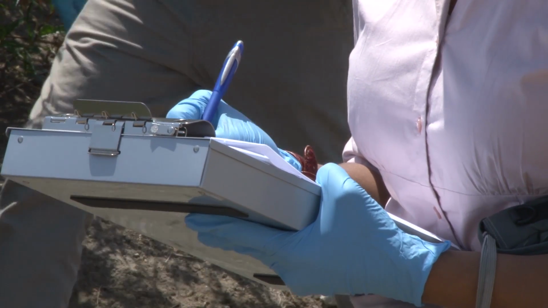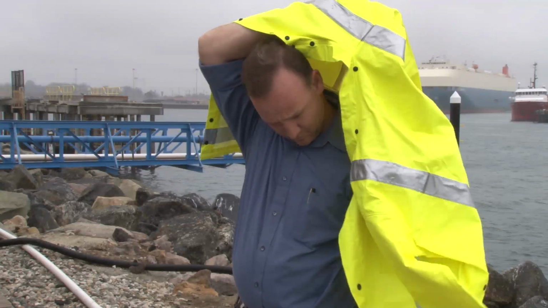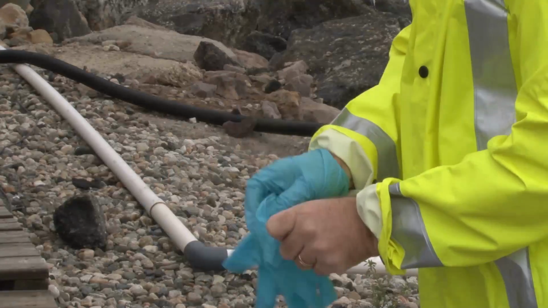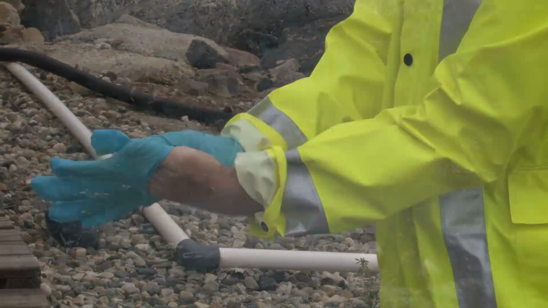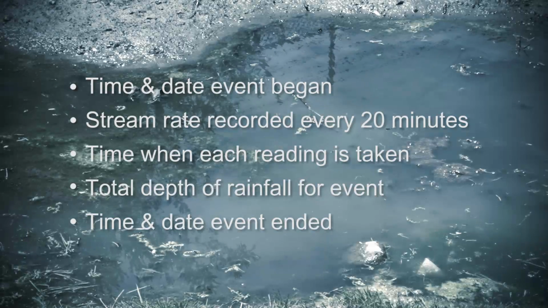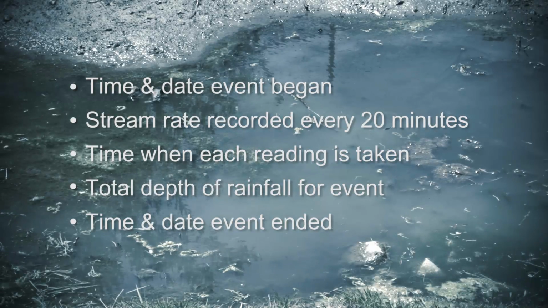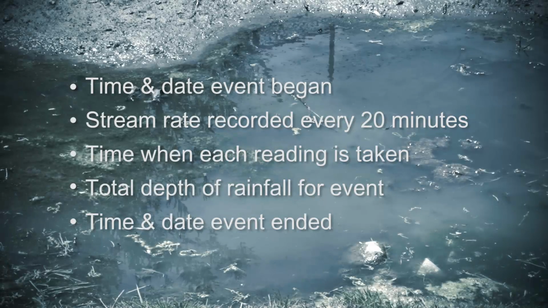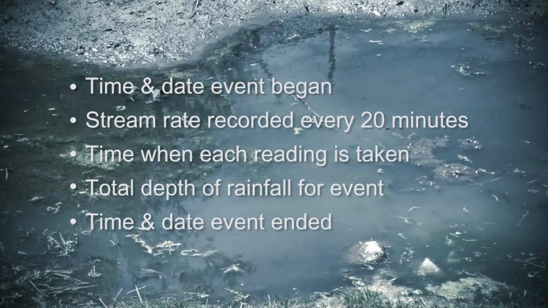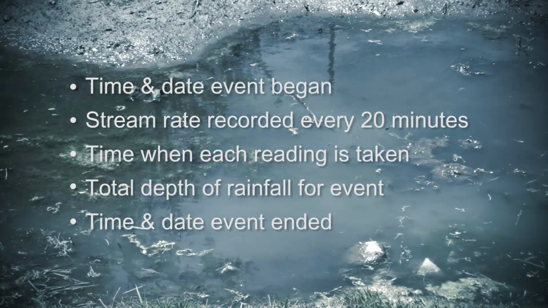Assuming an accurate event forecast has been made, the collection procedure can begin. Ensure that you have made provisions to be physically comfortable and protected from the weather. Wear properly designed rain gear with adequate warmth. Rainfall data to record during sampling includes time and date the sample rainfall event began, stream flow rate recorded every 20 minutes for the duration of the storm, up to 3 hours, the time at which each flow reading is taken, total depth of rainfall for the sampled event, and the time and date that the sampled rainfall event ended.